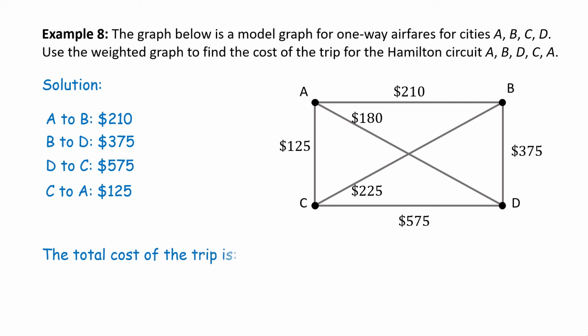The total cost of the trip is the sum of the 4 air fares. That's $210 plus $375 plus $575 plus $125. The total is $1,285.